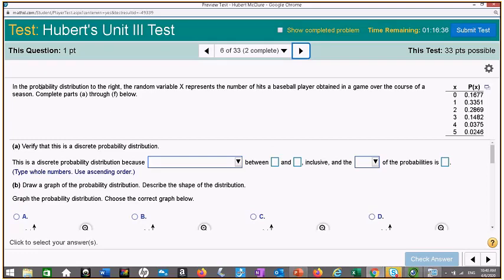All right. In the probability distribution to the right here, X represents the number of hits a baseball player obtains a game over the course of a season. A through F, really? I didn't mean for this one to be on here. Verify that there is a discrete probability. You either hit the ball or you don't hit the ball. So there's a 50-50 shot. Is there a fixed number of trials? Yes. 0, 1, 2, 3, 4, 5. Boom, that's it. And the probabilities are between 0 and 1. There's no negatives, and you might want to add those up, but they should equal 1.